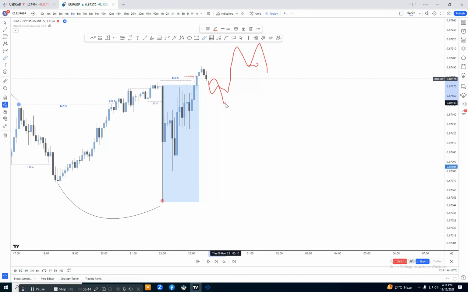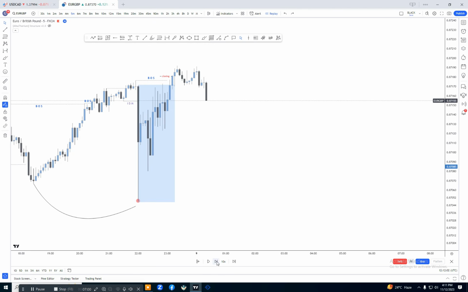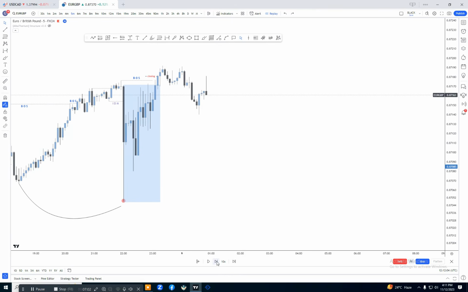But if the market continues to push downside and breaks the previous low, then that will be our change of character. For now, we don't have any confirmed, valid pullback to confirm our higher high or our breakout structure. So we need to wait for the market to give us more confirmation.